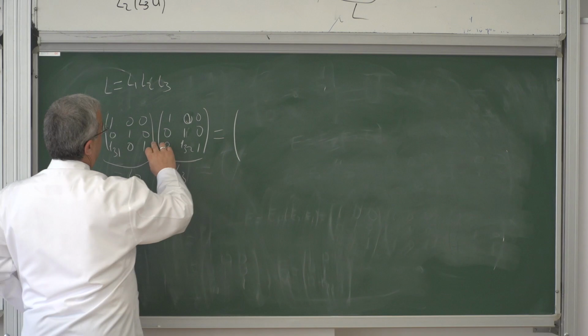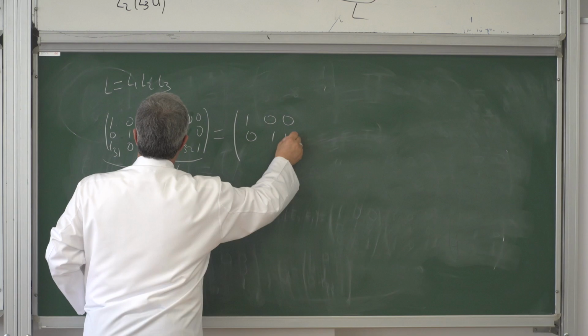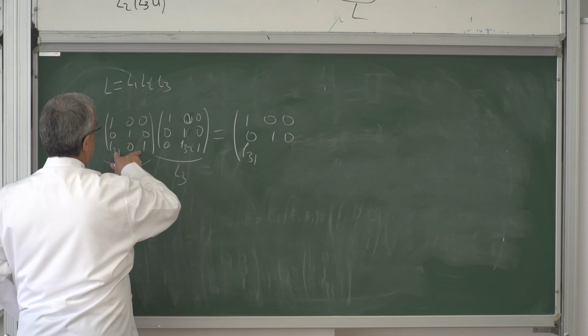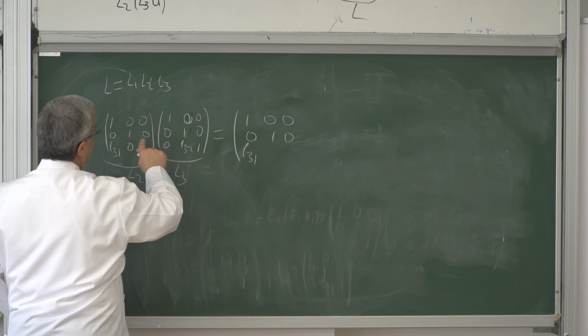So first row remains the same. Second row remains the same. Third row becomes L3,1. This multiplied with this, right? L3,1 times 1, 0 times 0, and 1 times 0. So it is L3,1.